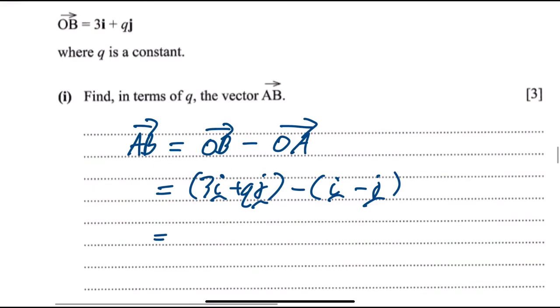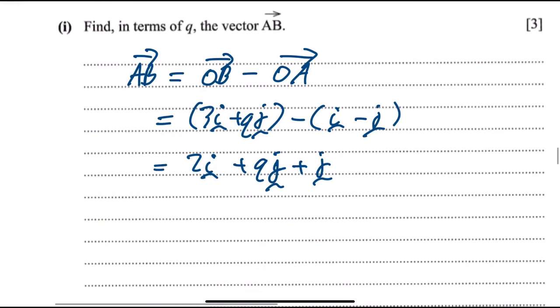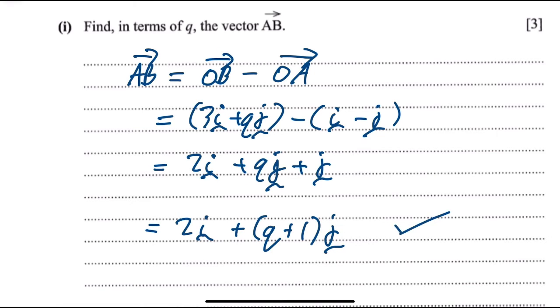So if we sort that out, 3i minus i is just 2i, that's easy enough. And then you've got qj, minus minus is plus j. So really what you have, let's just write that as 2 times vector i plus q plus 1 times your vector j. So that's as pretty as I can make that.